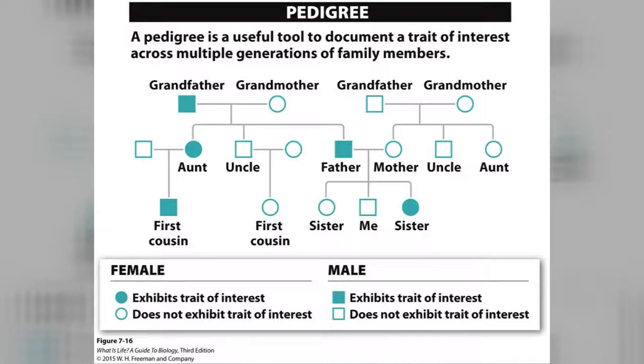Whether a trait is carried on the sex chromosomes, the X or the Y, or if it's carried on one of the non-sex chromosomes, which are also called autosomes. Traits that are controlled by genes on the sex chromosomes are called sex-linked traits. Recessive sex-linked traits, for example, appear more frequently in males than in females, whereas dominant sex-linked traits appear more frequently in females. These patterns may become obvious only on inspection of a large pedigree.